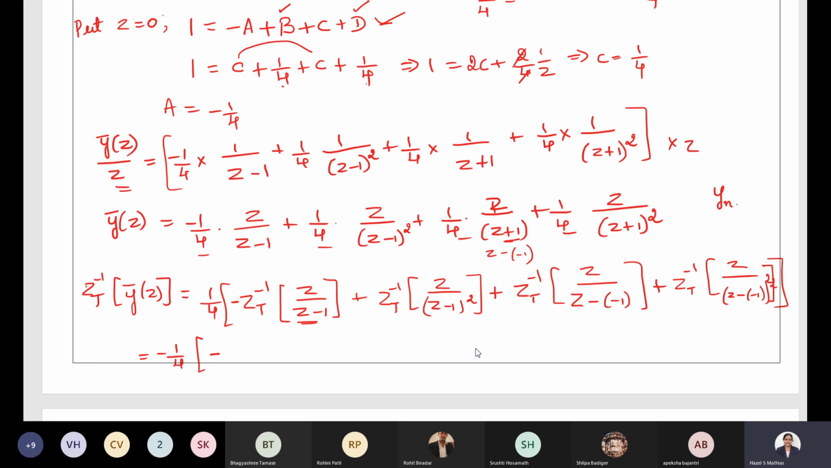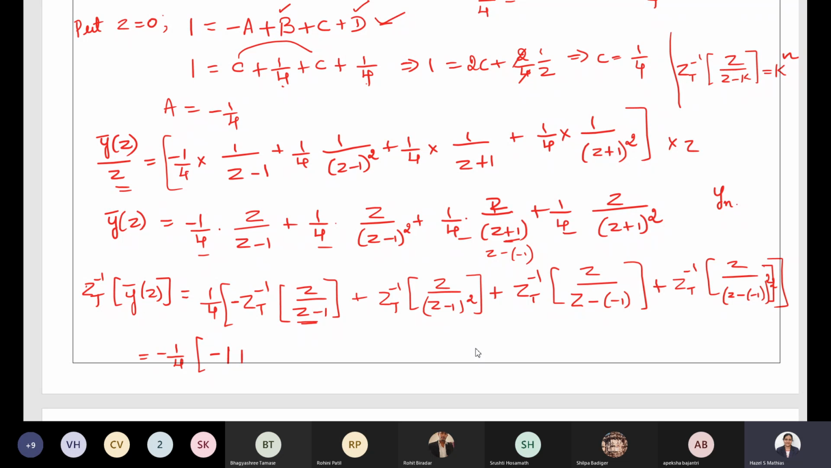What is inverse z transform of z by z minus 1? Remember this formula. Inverse z transform of z by z minus k is k power n. So what will be inverse z transform of z by z minus 1? 1, ma'am. 1 power n. 1 power n is 1. Do not write 1 power n, because 1 power anything is 1 itself. That's why inverse z transform of z by z minus 1 is 1.